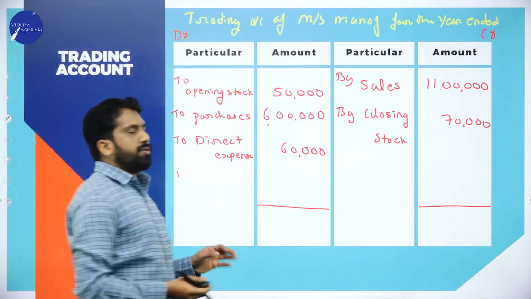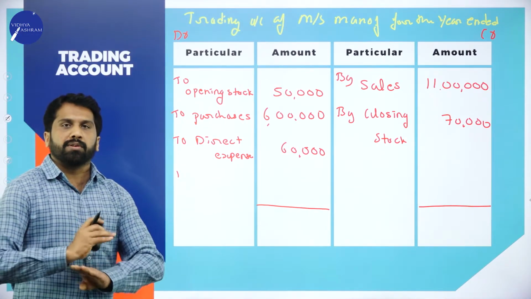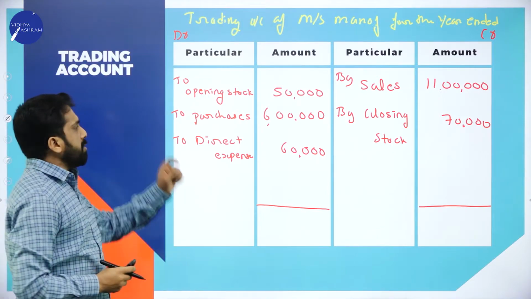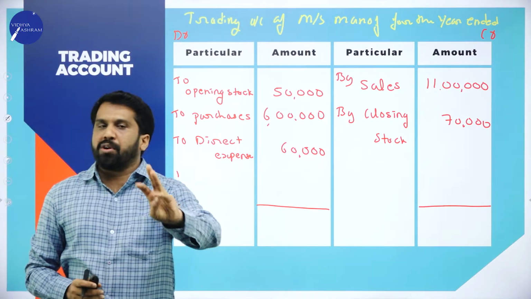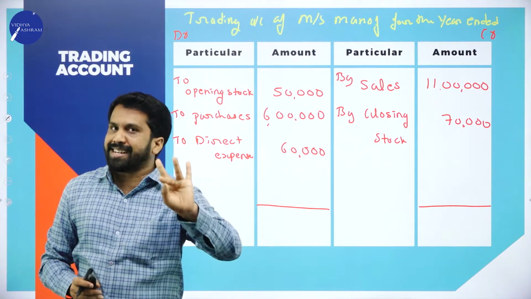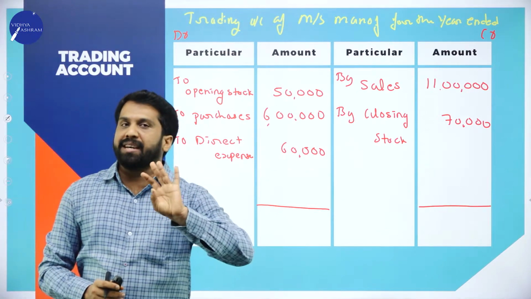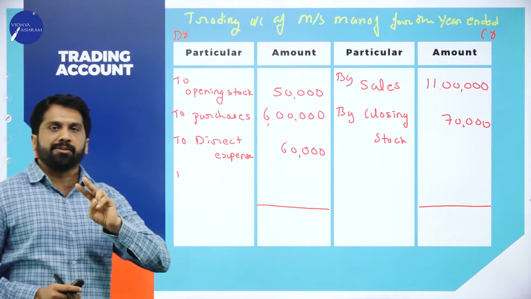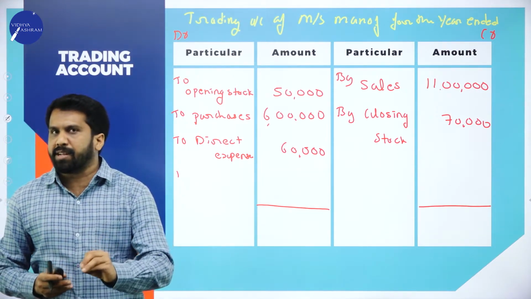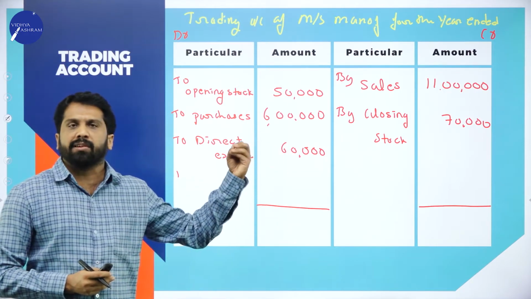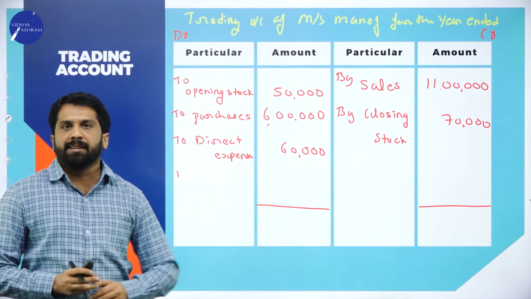Yes. Up to this, any doubt? Hope no doubts. Now, as per the format only we have written. So on the debit side what will come? Opening stock, purchases, direct expenses. On the credit side what will come? By sales, by closing stock. These two. Along with this, sometimes you may get abnormal loss also. But normally you will not get abnormal loss in your basic problems.